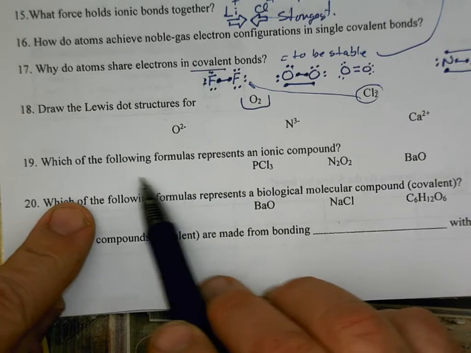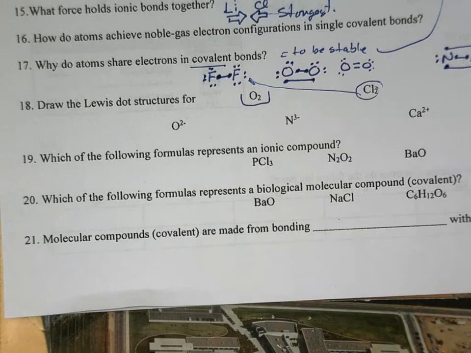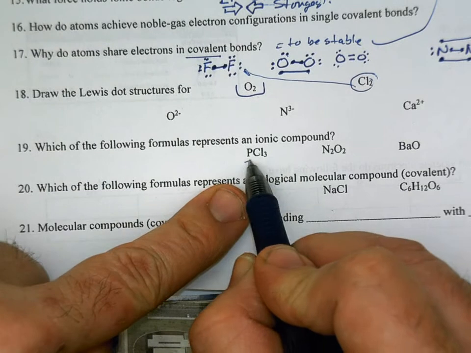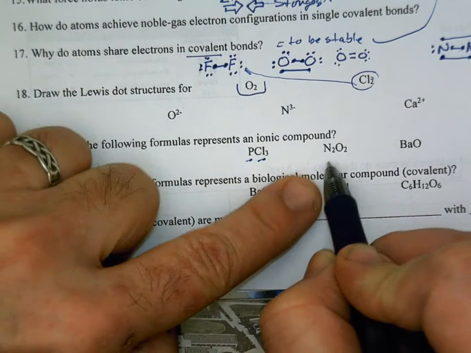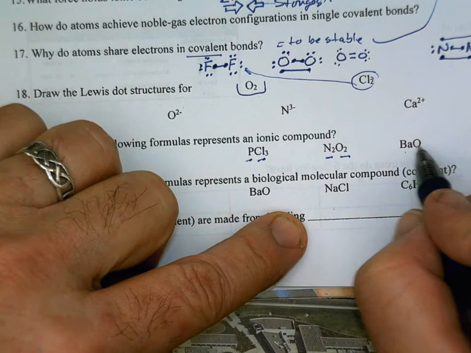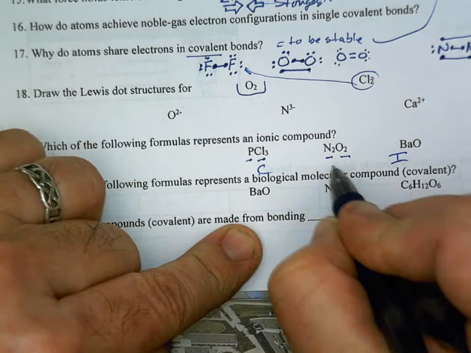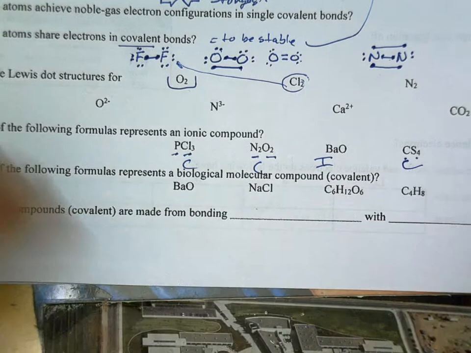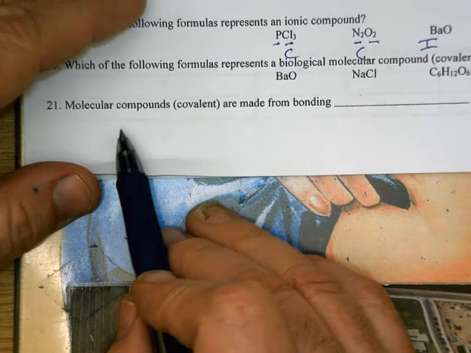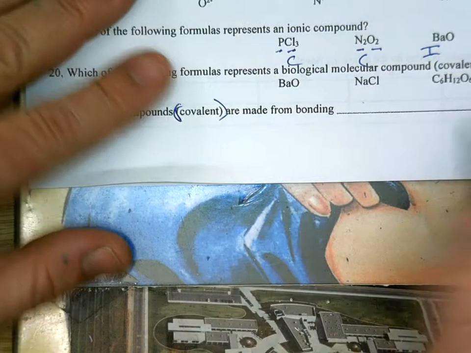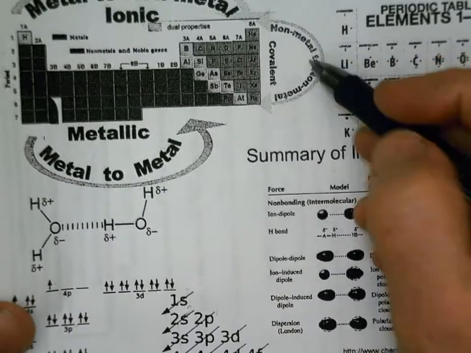19, which of the following represents an ionic compound? Well, according to your notes here, metal to nonmetal is an ionic compound. Nonmetal, nonmetal. Nonmetal, nonmetal. Those are covalent. Metal, nonmetal. This is ionic. Those are covalent. And let's see, that is nonmetal and nonmetal, covalent. 21, molecular compounds. Okay, that's covalent. Are made from bonding. Covalent, nonmetal to nonmetal.